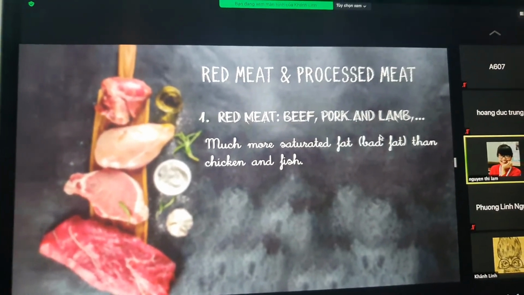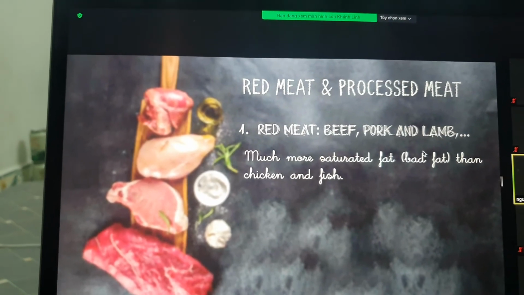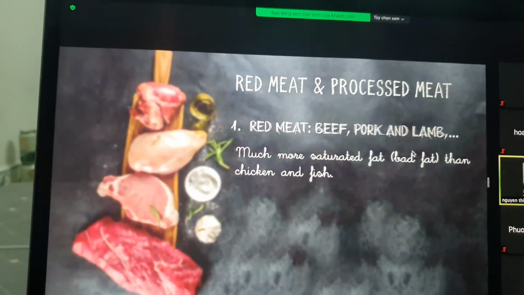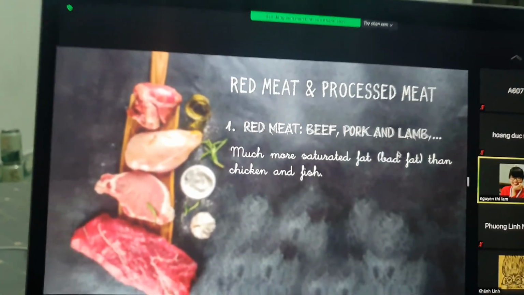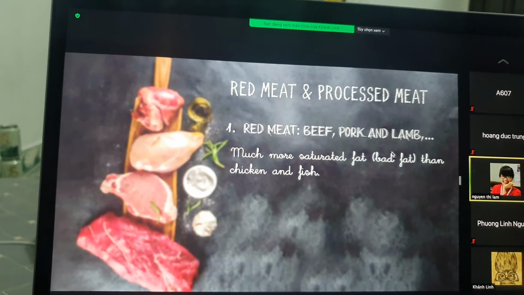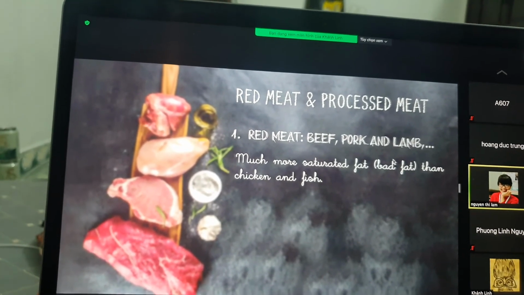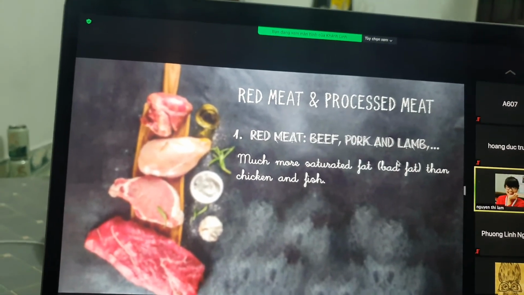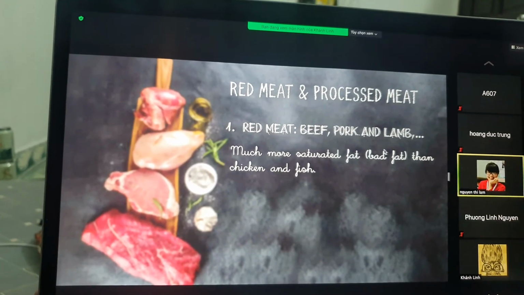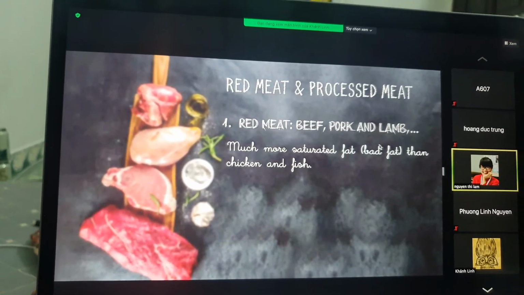A lesson to know: the first of the foods that are harmful to the heart is red meat and processed meat. Red meat includes pork and lamb. They have more saturated fat, which can also be called bad fat. Saturated and trans fat can raise your blood cholesterol and make heart disease worse.